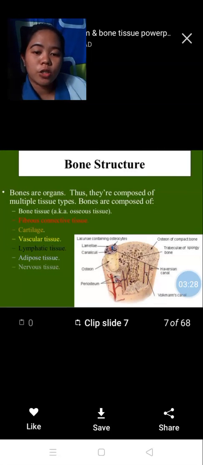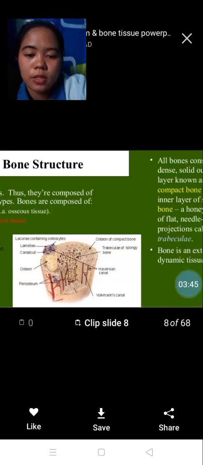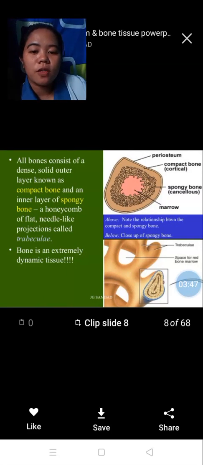Bone structure: bones are organs, so they are composed of multiple tissue types. Bones are composed of bone tissue or osseous tissue, fibrous connective tissue, cartilage, vascular tissue, lymphatic tissue, adipose tissue, and nervous tissue. All bones consist of a dense, solid outer layer known as compact bone and an inner layer of spongy bone, a honeycomb of flat, needle-like projections called trabeculae. Bone is an extremely dynamic tissue.